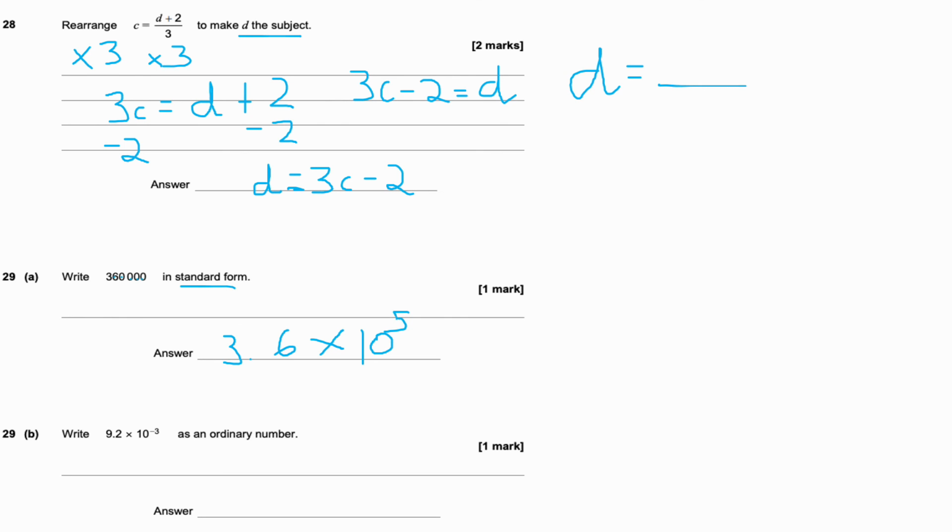Part B, which is the last question of today's paper. Write 9.2 times 10 to the minus 3 as an ordinary number. Well, the minus makes it a decimal. So it's going to be 0. And then it's 0.0092, I believe. So I'm moving it 3 places. 1, 2, 3. Sorry, so it should be 0.092. There we go.